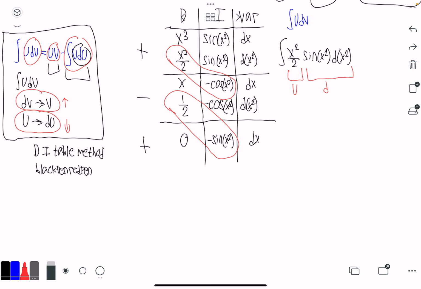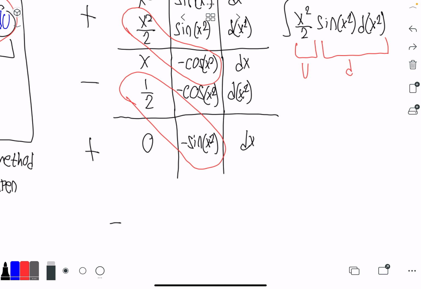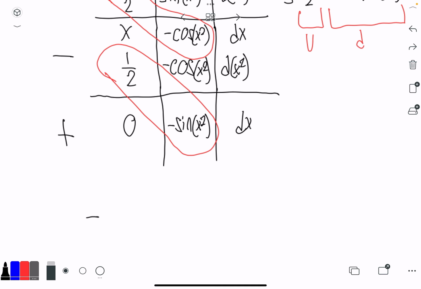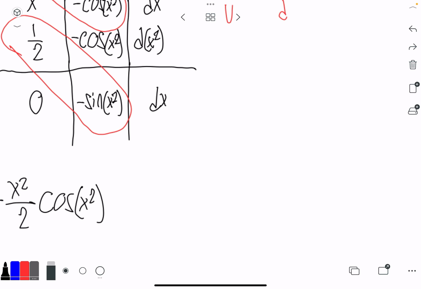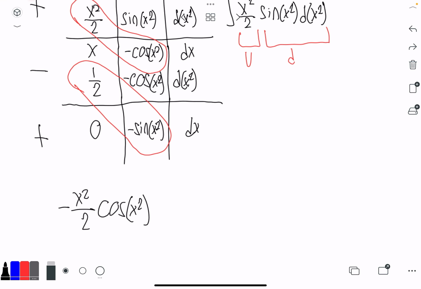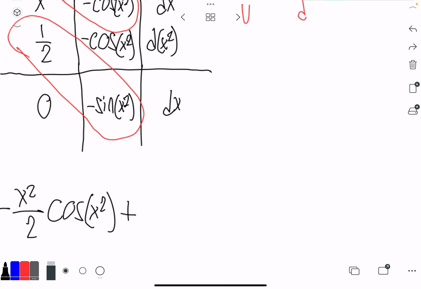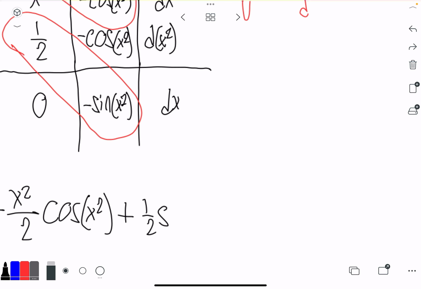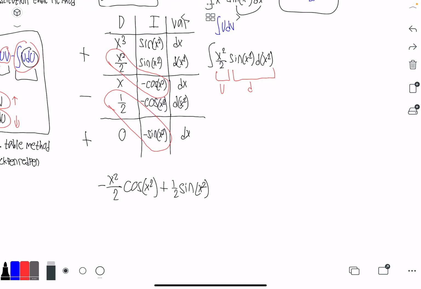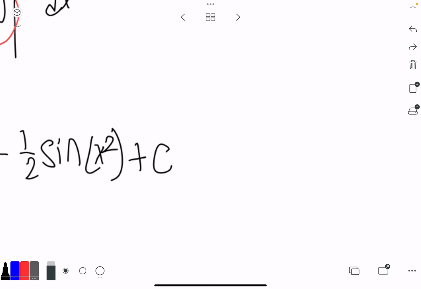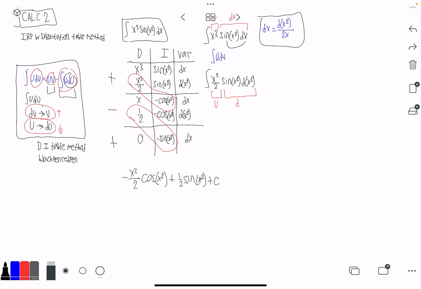Yeah, so the answer is negative x squared over 2 cosine x squared, negative, so it's plus half sine x squared. Remember to add the integration constant plus c.